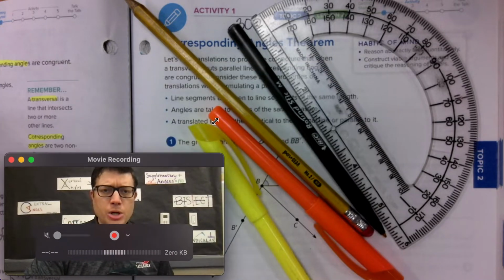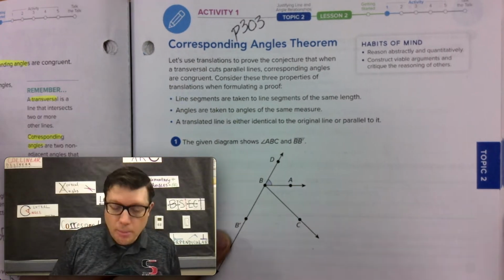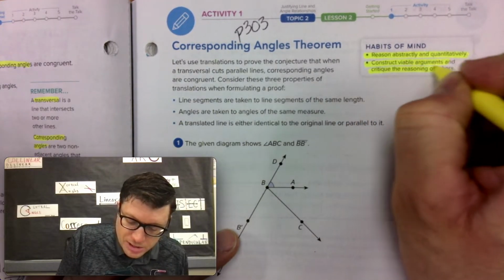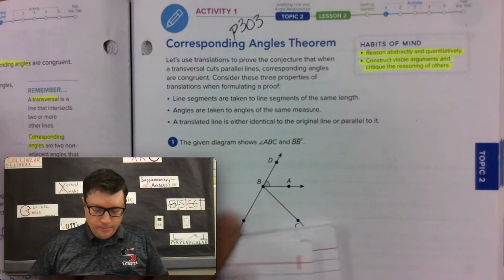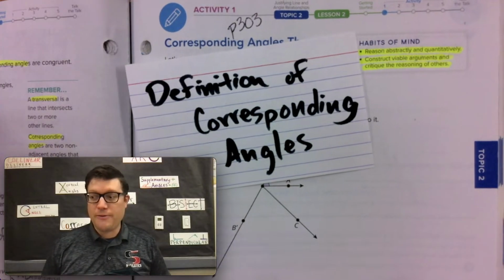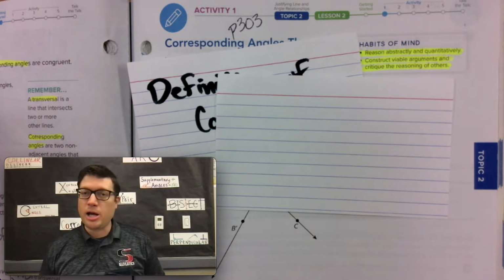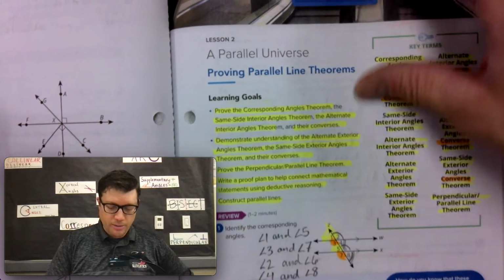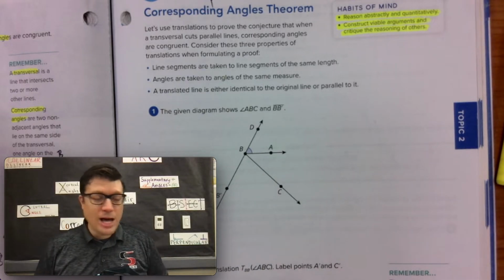Let's get into it. So take your highlighter, and we're going to acknowledge things that mathematicians do that you're going to be doing in this lesson or building upon skill-wise. You're going to reason abstractly and quantitatively. You're going to construct viable arguments and critique the reasoning of others. This lesson, corresponding angles theorem, means you should probably have the note card for definition of corresponding angles and have another note card ready to write down the corresponding angles theorem, because that is the vocabulary of the day. This lesson also totally relates to one of the learning targets, prove the corresponding angles theorem, along with others that we will do. So in order to have a proof for that, let's get into it.